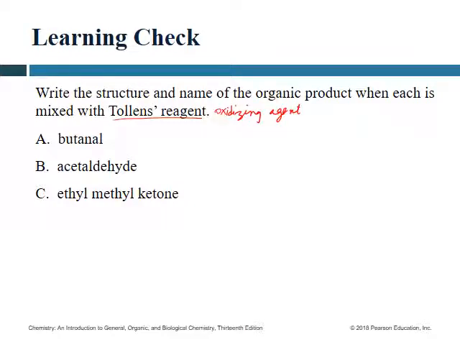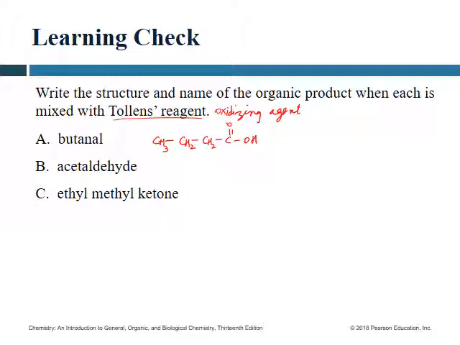So butanal means aldehyde. So let's draw the structure of butanal. Perfect. 4 carbons. One of those has to be the aldehyde, and the rest we fill up with hydrogen. So 2 hydrogen here, 2 hydrogen here, 3 hydrogen here. So that is butanal. Oxidizing basically means this will be converted to this. So what is the product? This is the product.